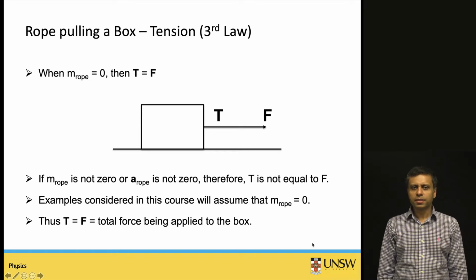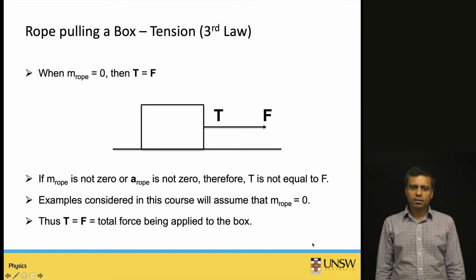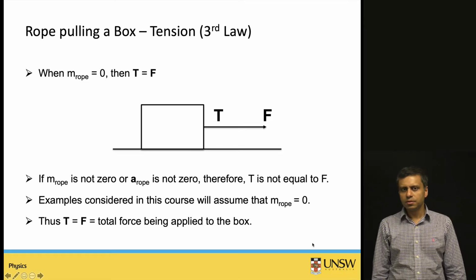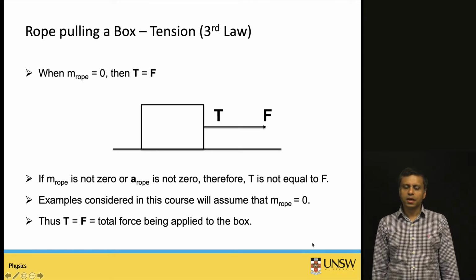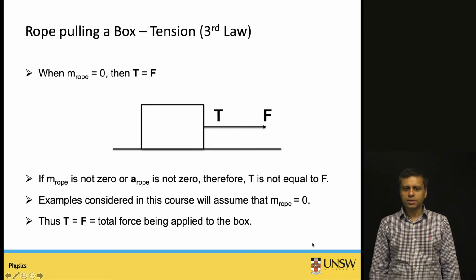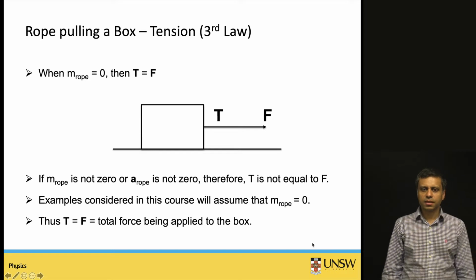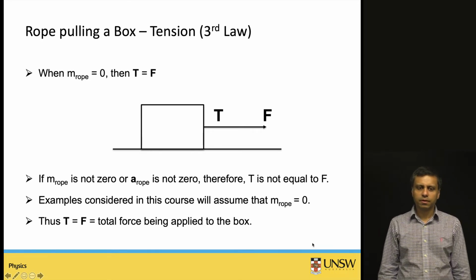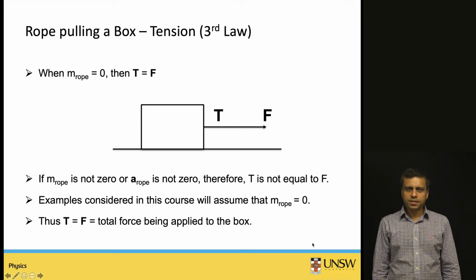So if we assume that the mass of the rope is 0, then this tension force is actually equal to the applied force. In general, when the mass of the rope is not 0, or the rope is deforming, that is, the rope has its own acceleration, we cannot assume that T equals F. But for this course, we will always assume that the mass of the rope is 0 and the rope is not deforming. So we can always assume that tension equals F, the applied force, basically, in this particular scenario.